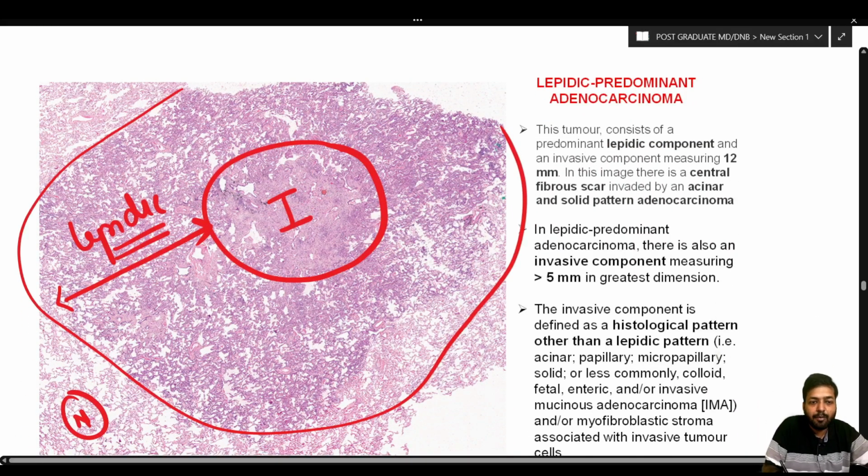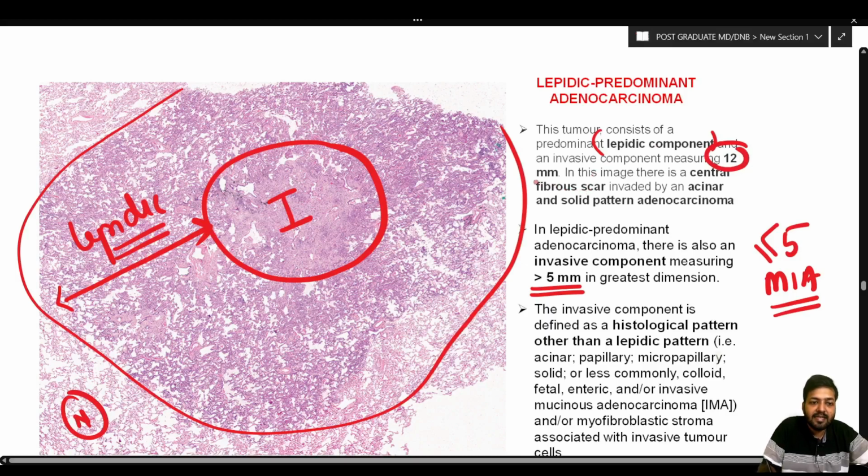So this is the lipidic predominant adenocarcinoma where the majority of the tumor is in the lipidic pattern, but there are areas of invasive pattern. One very important point is that for it to be invasive, it should be more than 5 millimeter in greatest dimension. The invasive component should be more than 5 millimeter in greatest dimension. If it is less than or equal to 5, then the diagnosis of minimally invasive adenocarcinoma is warranted. But if it is more than 5, then it becomes invasive. The tumor consists of a predominant lipidic component and an invasive component measuring 12 millimeter.